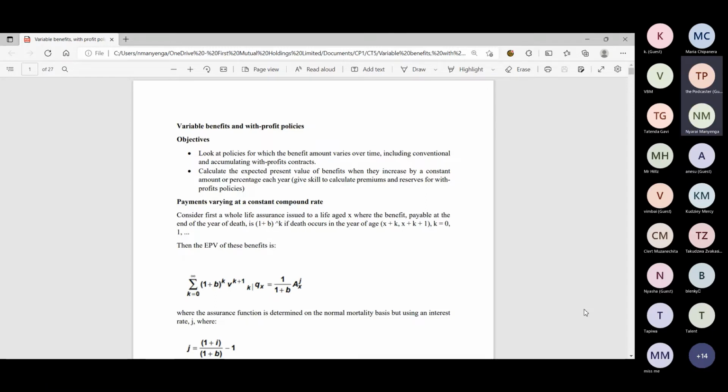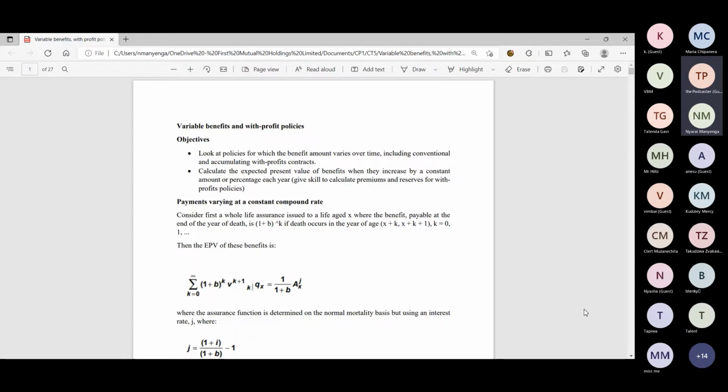So I'm going to start by introducing you to payments varying at a constant compound rate. We first consider a whole life assurance policy, which is issued to a life aged x, and where the benefit is payable at the end of year of death. And this is increased by a bonus, which we denote as b, which would be (1+b)^k if death occurs between age x+k and x+k+1. So k will take values from 0, 1 up to infinity.